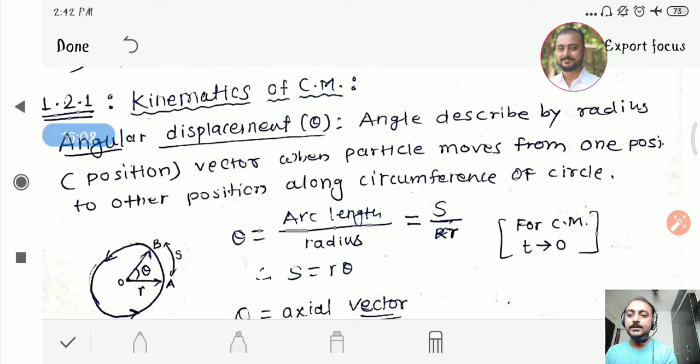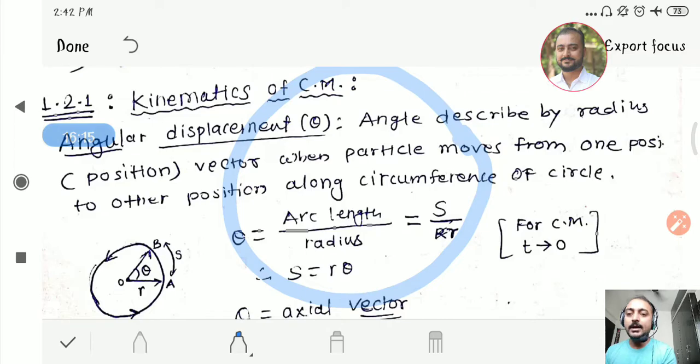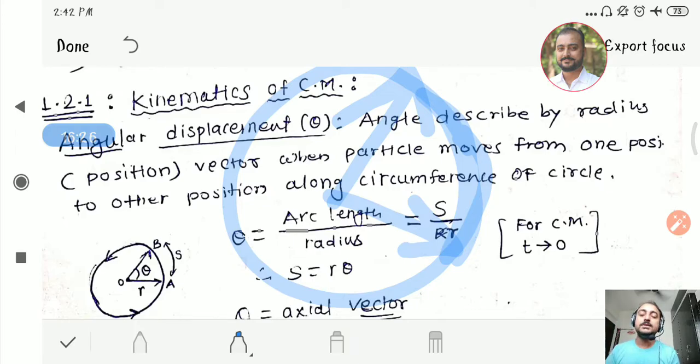Okay, so again we start with the angular displacement. What is that? It is simple: the angle described by the radius or position vector when it moves from one position to the other position along the circumference of the circle. When a particle moves from one position to another along the circumference of a circle, the angle formed is called angular displacement.